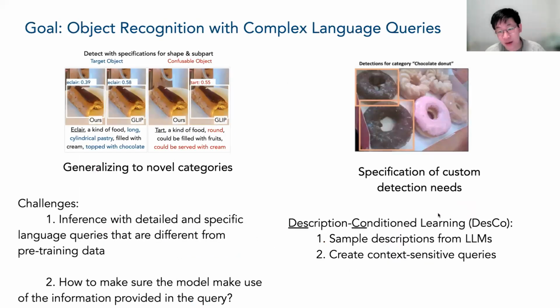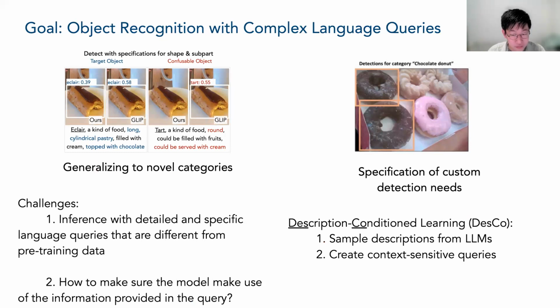Okay, so we see some failure examples with our model. So this is an overview of what we're trying to achieve. Basically, we want to support more complex language queries with current models, and we're going to show why they actually fail at supporting these more complex language queries out of the box.